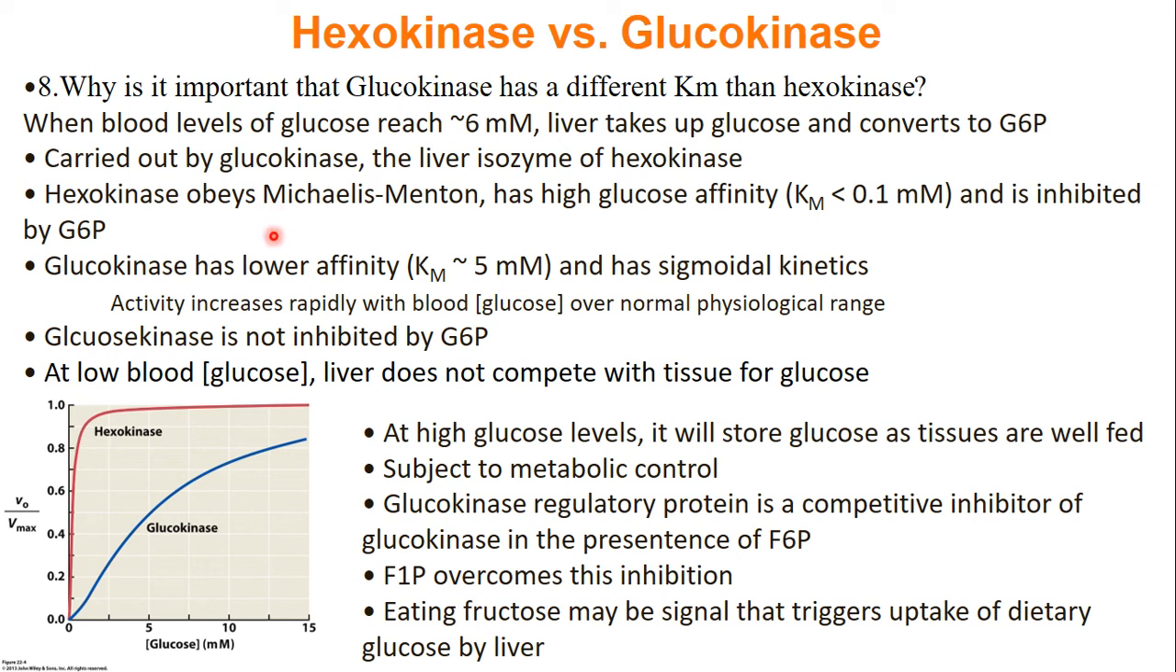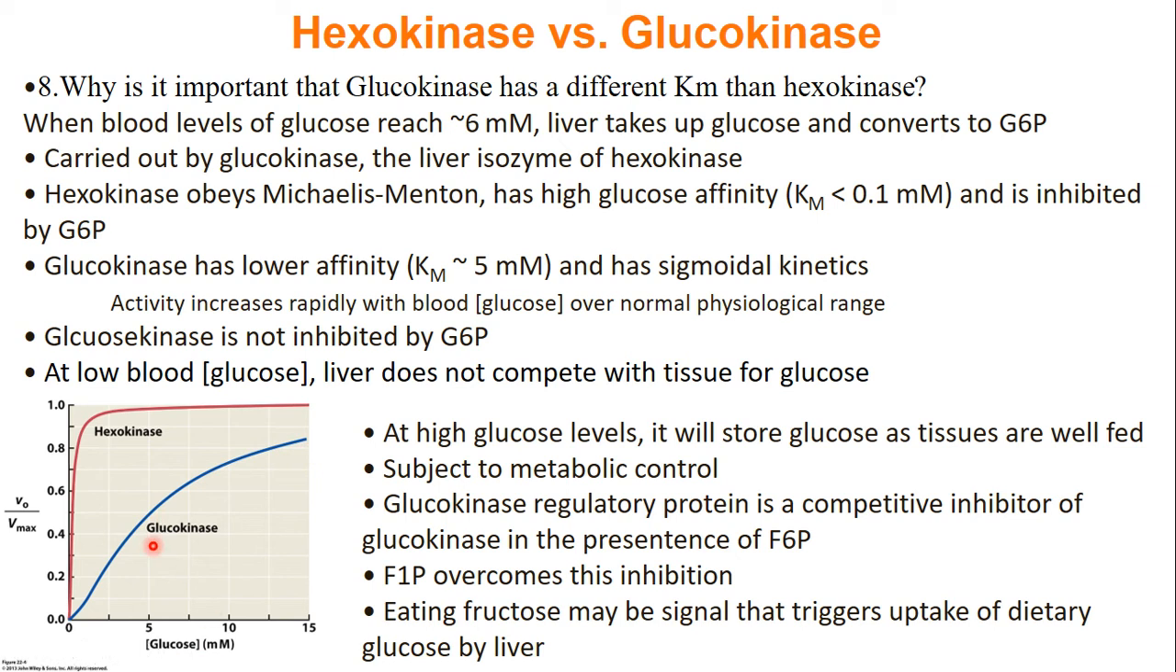So if liver had hexokinase, it would compete for blood glucose with all the other tissues in the body, which wouldn't make sense because liver is supposed to be regulating this, and liver doesn't really even use glucose all that much for energy. So rather, we have a different form of hexokinase called glucokinase, which when we're in the well-fed state, glucokinase is becoming more and more active.